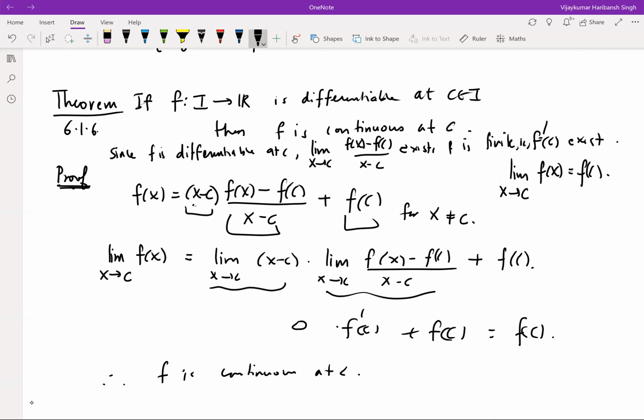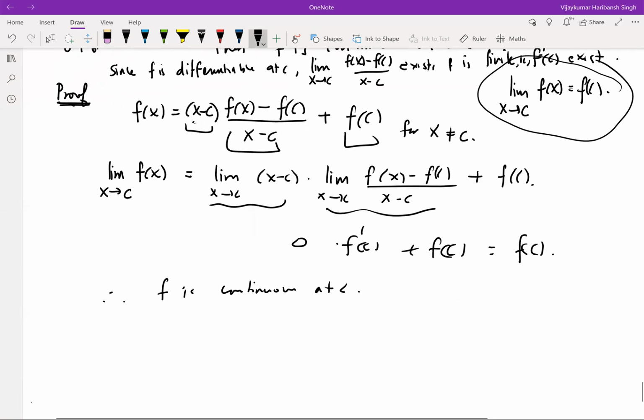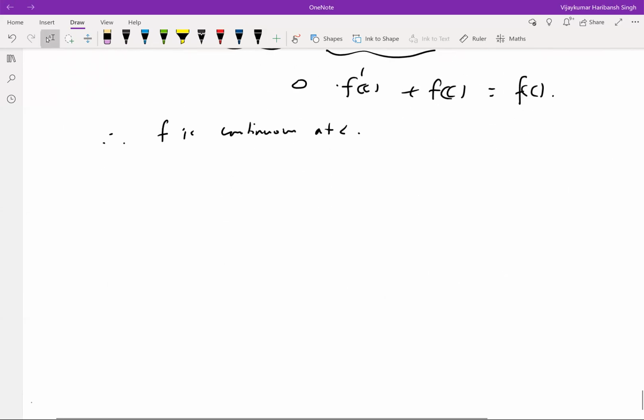Note that you cannot blindly use this definition. The limit definition is only valid if c is an accumulation point, right? All right, so let's move on ahead. Now there is an algebra of differentiability, namely the following.